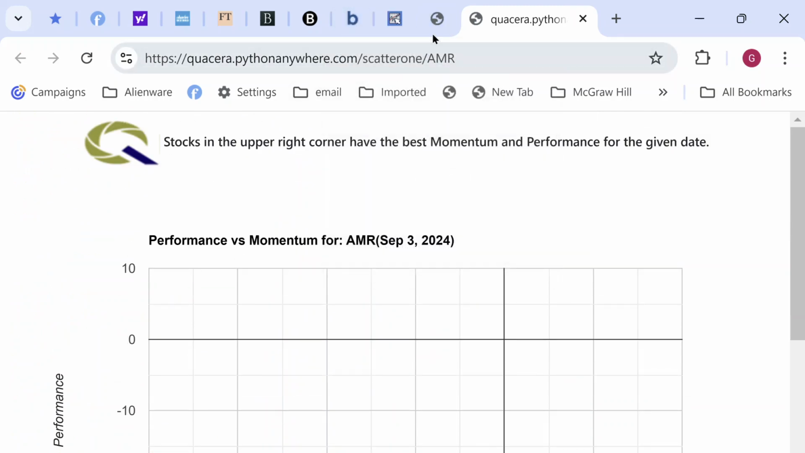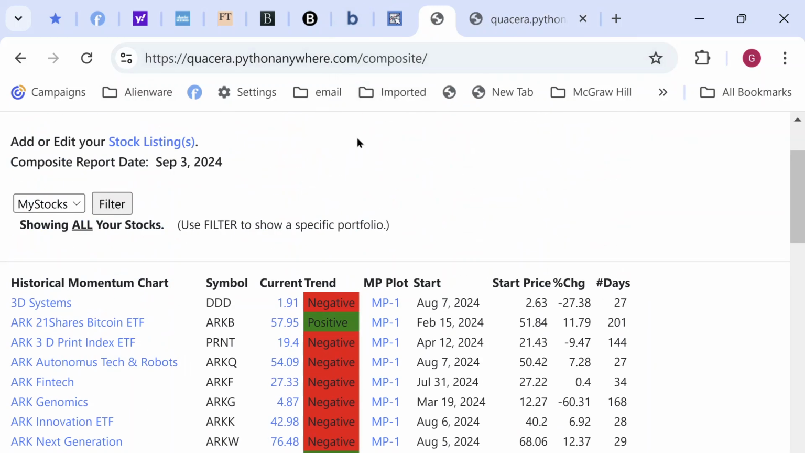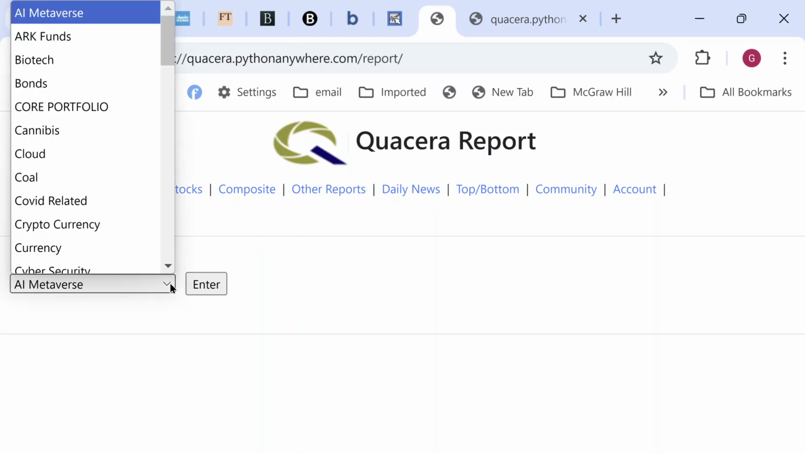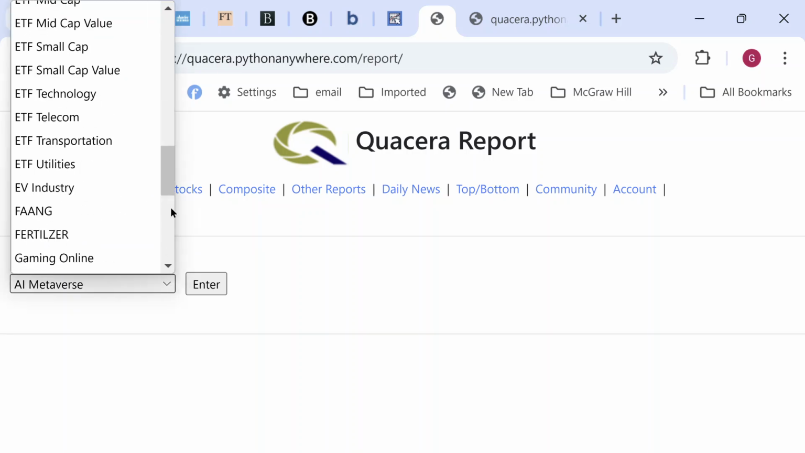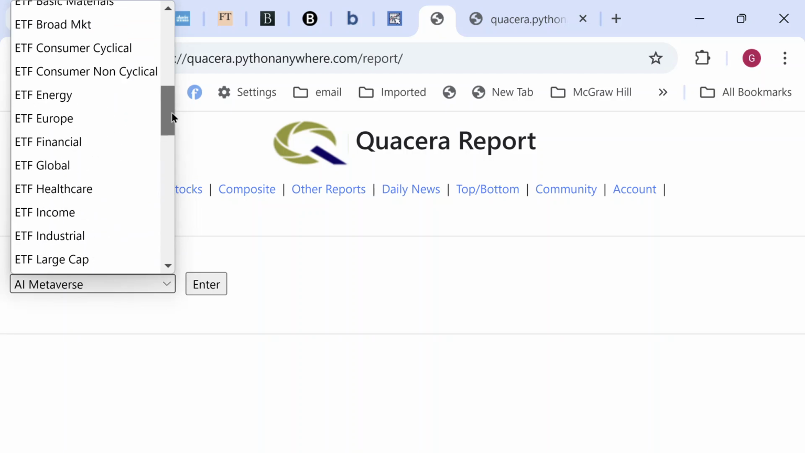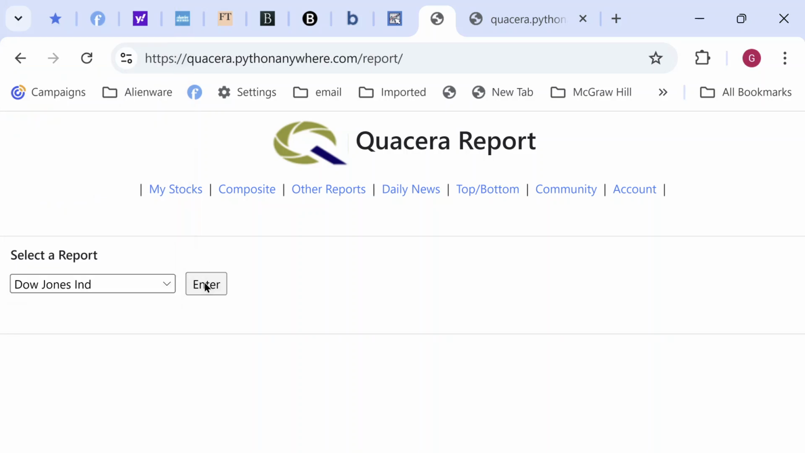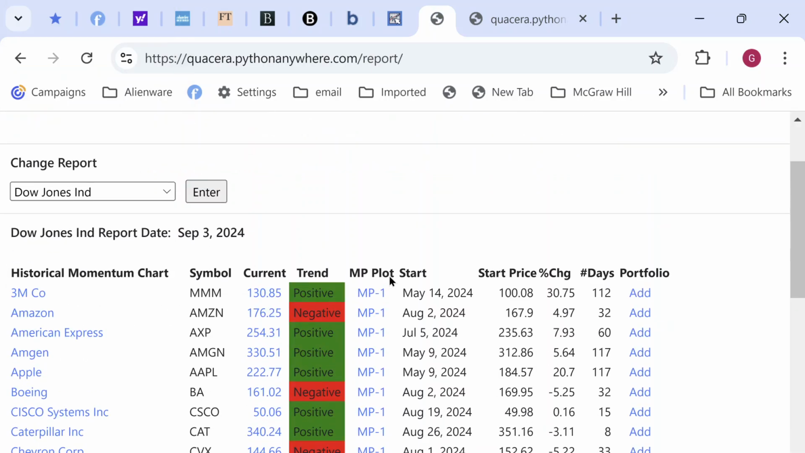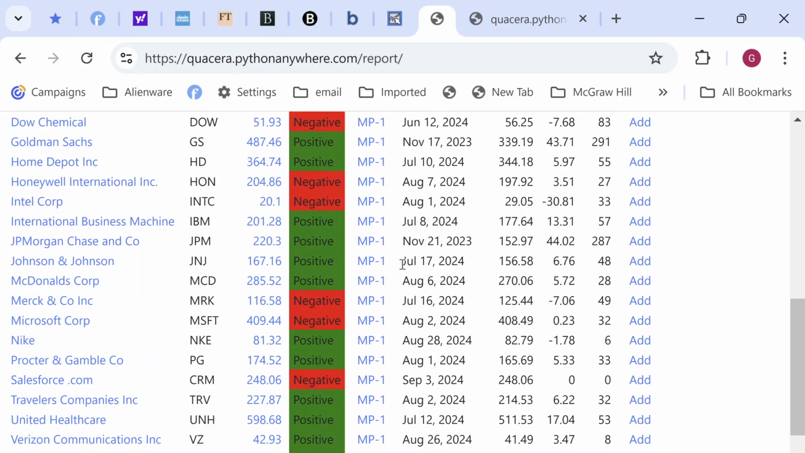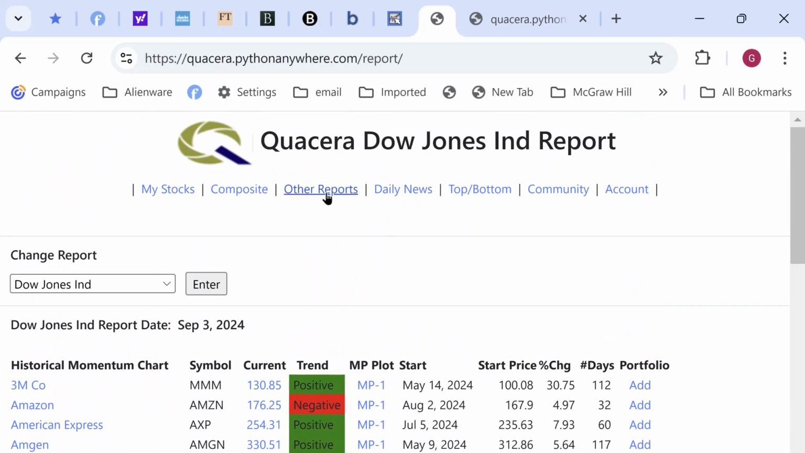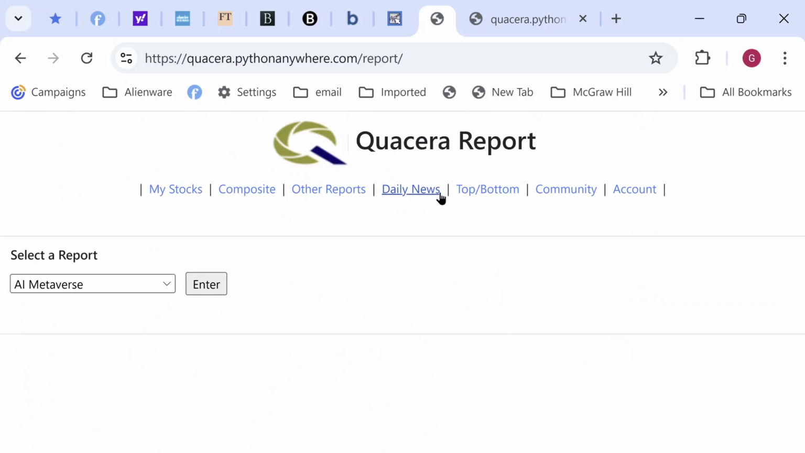The other thing to look at is other reports. We have 57 different groupings of stocks with their reports. We'll just look at the Dow Jones average, since that's what we're talking about today. On September 3rd, these were the signals for the components of the Dow Jones Industrial Average. You can also look at other reports, as I said, the 57 others.